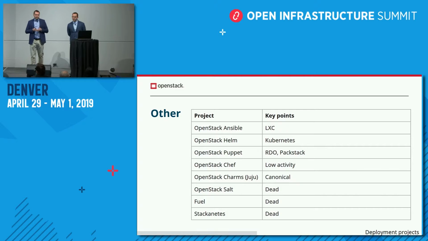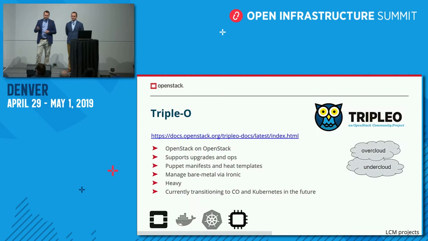Well, we have OpenStack Charms here, and OpenStack Charms is a project which is based on the Canonical technology stack. So I would look here for a vendor lock-in warning. Some of the projects are not maintained anymore, so probably I would not look into those.